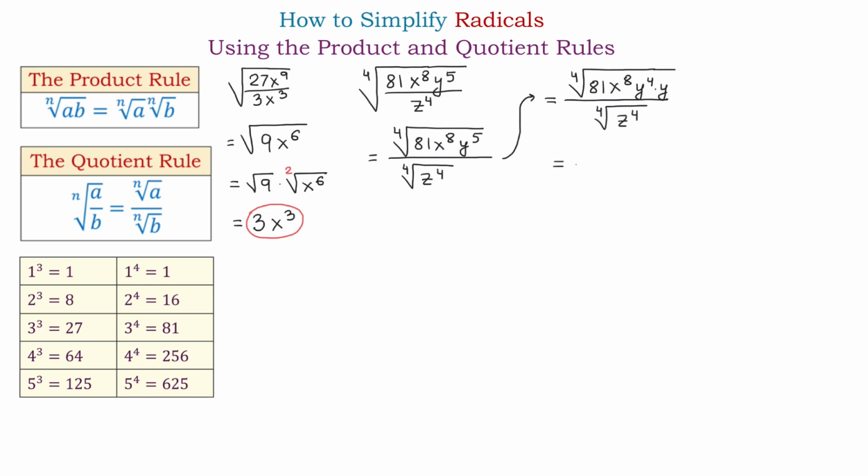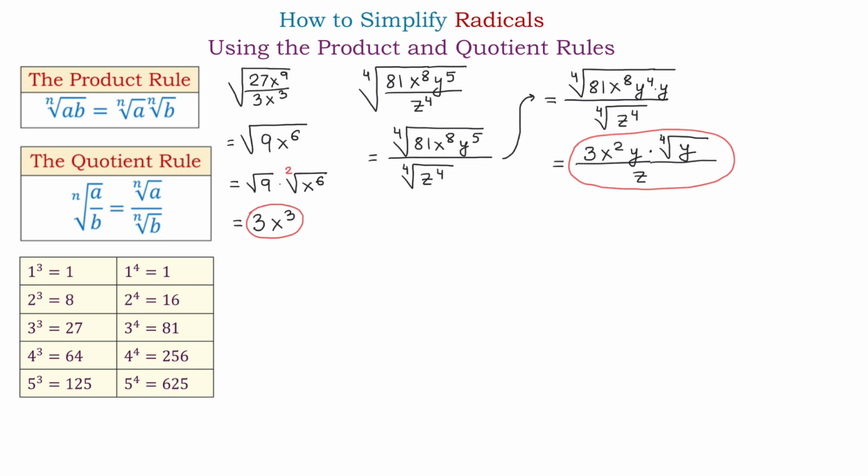And now, the fourth root of 81 is 3. The fourth root of x to the 8th power is x squared because 8 divided by 4 is 2. Then the fourth root of y to the 4th power is just y because 4 divided by 4 is 1. So we will write y with exponent 1, and the last y will remain inside the radical. And now in the denominator, the fourth root of z to the fourth power will be just z, because 4 divided by 4 is exponent 1. And this is the simplified answer.